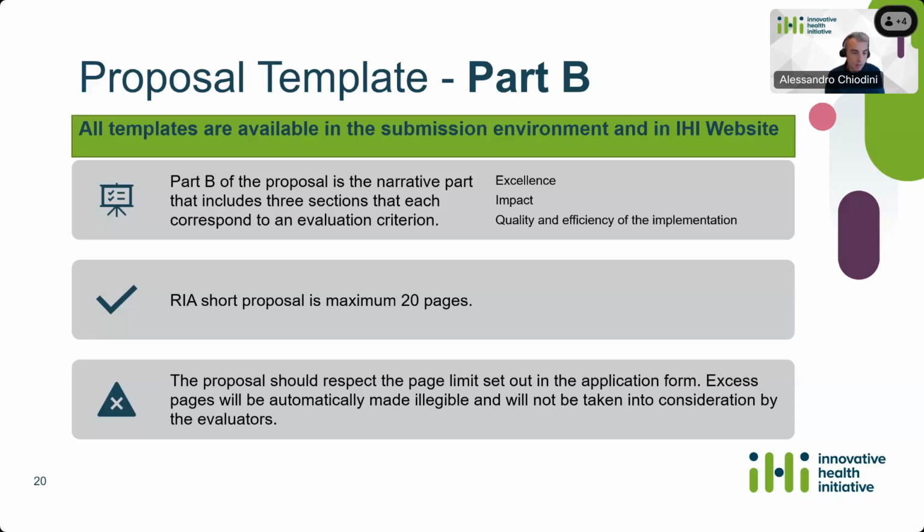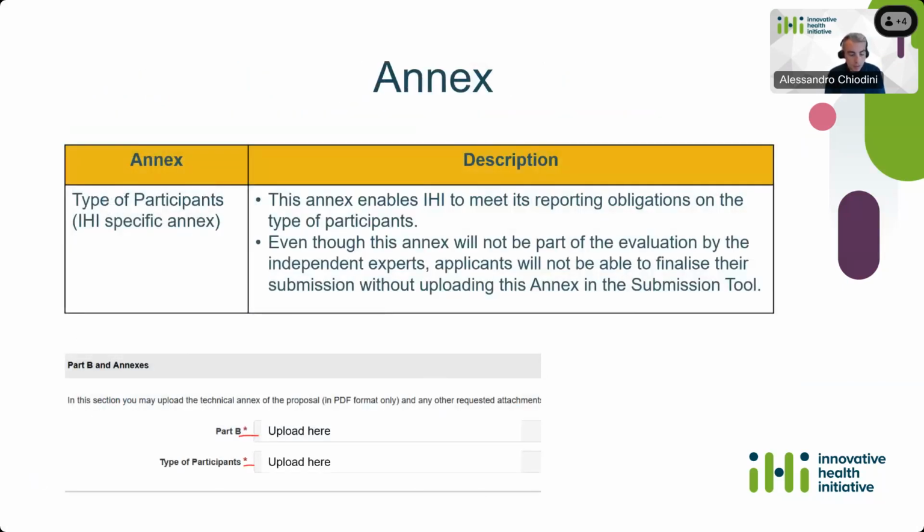And again, please respect the page limit in the application form, as we said before. I said before that you have Part A, Part B, and annexes. Since we are talking about first stage evaluation, the only annex that is mandatory is the type of participants. So all those participants that you put in Part A, in the administrative form, need to be listed in the type of participant.